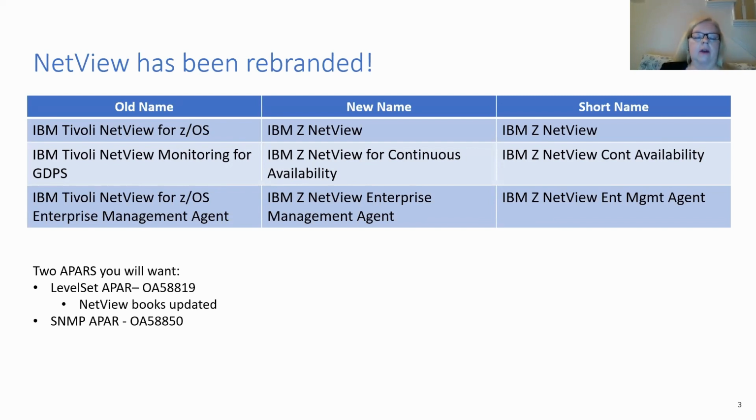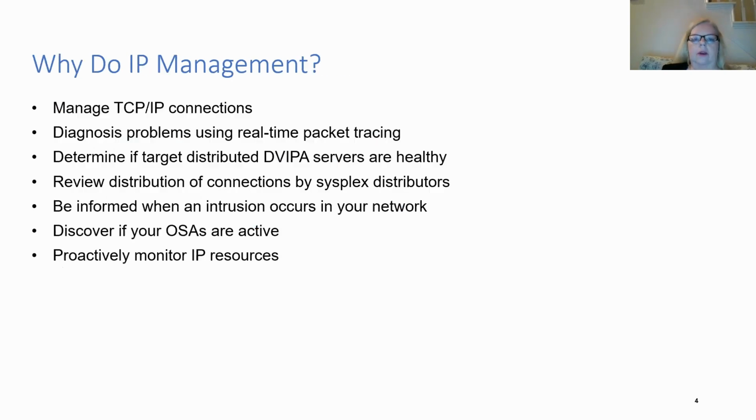Additionally, we did have our traditional level set APAR after the GA. So that APAR number is 08588819, and we did update our NetView books at that time. We also had what we called an SNMP APAR, which is 08588850. And essentially what that one was is a MIB file or two didn't get packaged at GA. And so this APAR fixes that problem. And then there were a couple of other packaging issues that are also resolved. So you'll definitely want to get those two APARs before you get started.